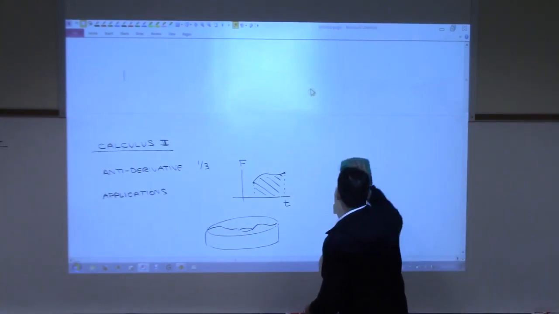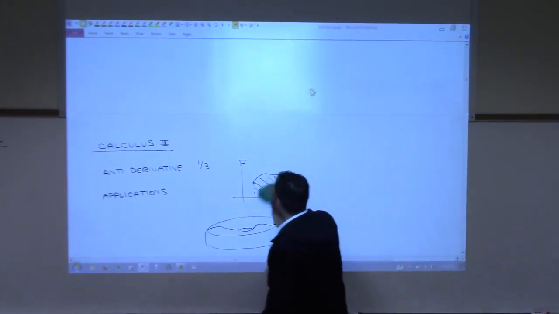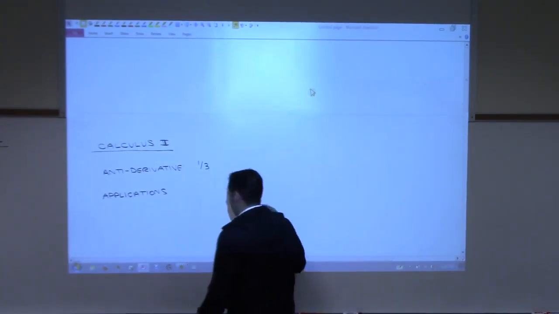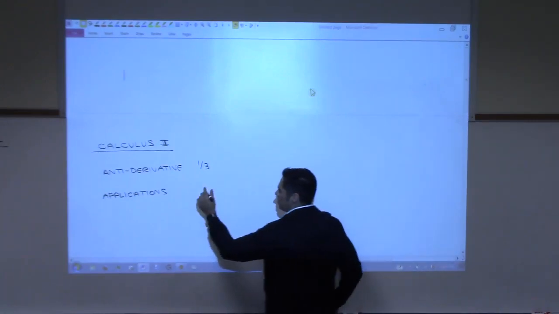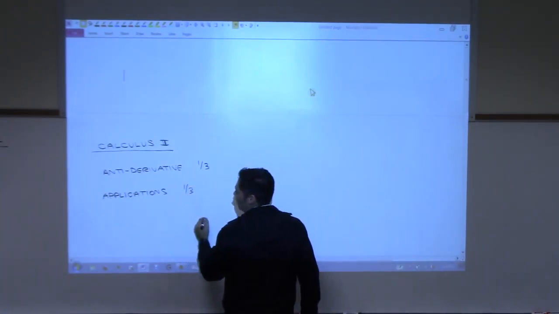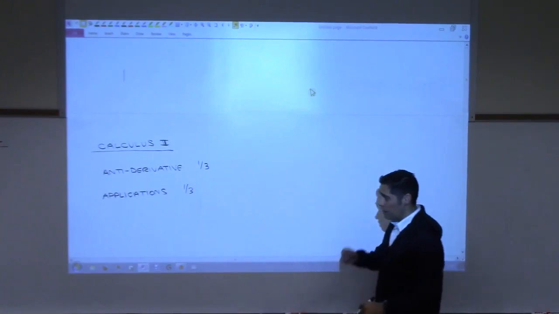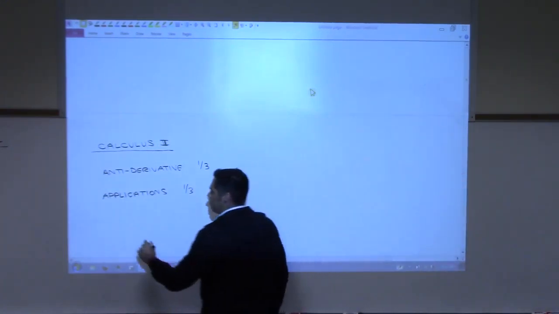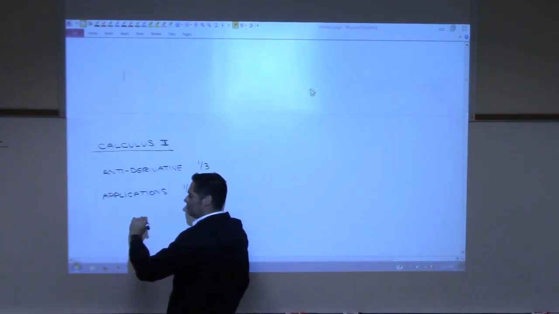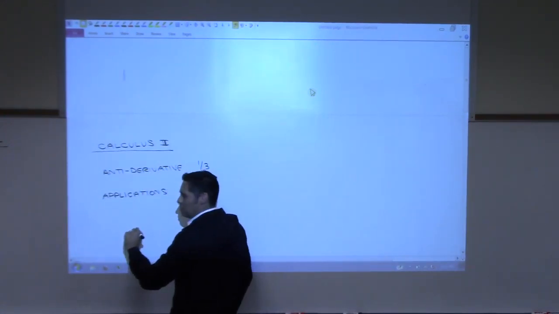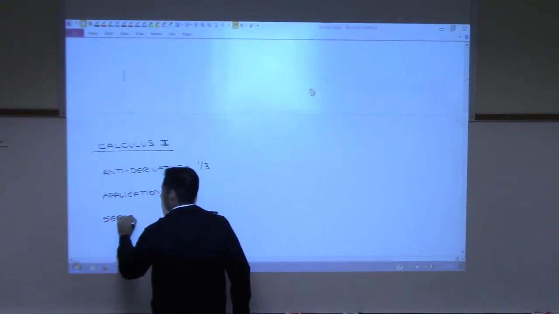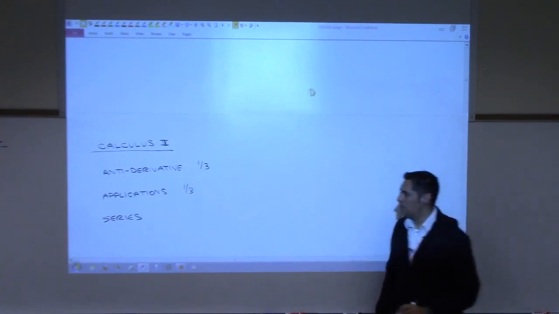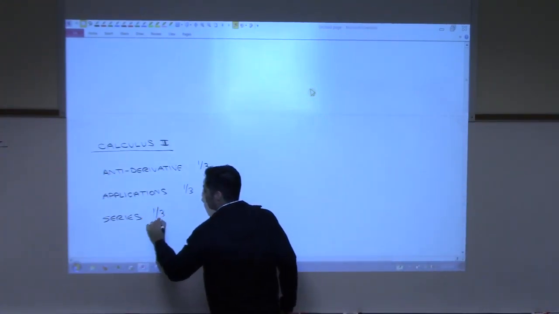We do applications. We do some centers of mass, moments of inertia. If we have a chance, I'll do hydrostatic pressure. And we get through all this. This is probably a third, maybe a little less than a third, maybe like a quarter of the class. And then we get to the big chapter, which is, anyone know? No? Series. All right, series is a big deal. And I'm going to say this is about a third of the class.